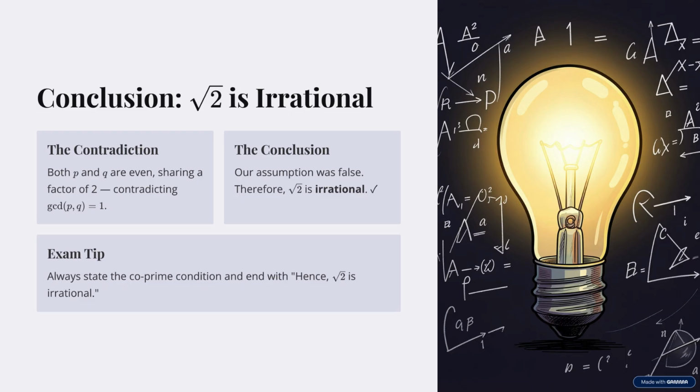Let's summarize. We assumed root 2 was rational, derived a contradiction, and proved that root 2 is irrational.